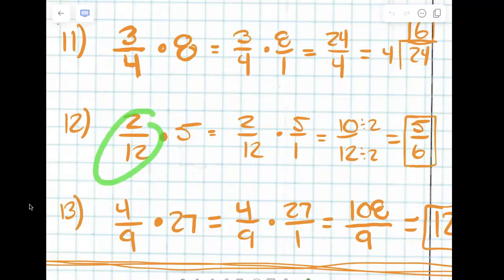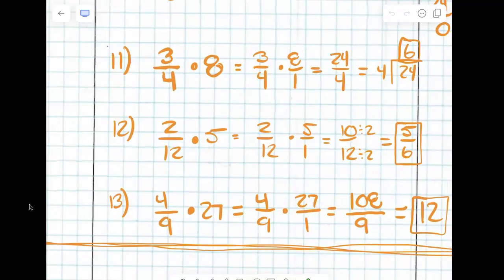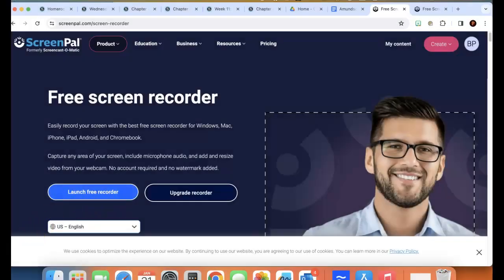Because 2/12 times 5, where 5 becomes 5 over 1. When we multiply across, we get 10 over 12, yes? And why are we dividing by 2? Because we have to do what, you guys? Because we have to reduce or simplify, right? We good?